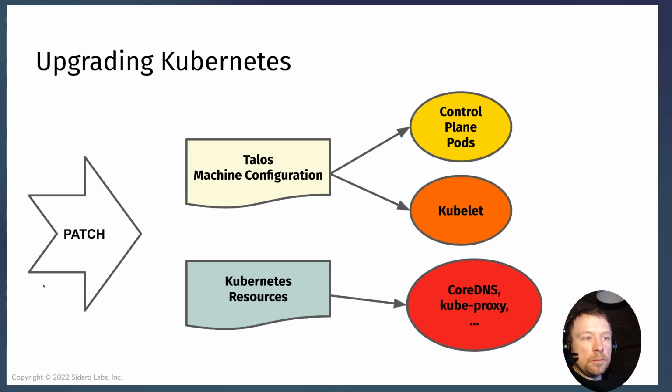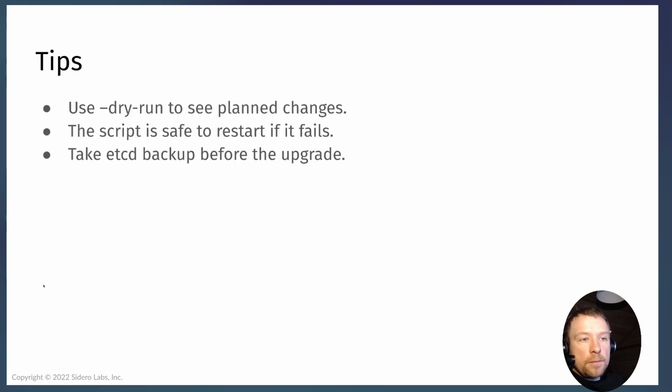Some useful tips for running this tool. First of all, you can use dry run to see the planned changes before running the upgrade and see if these changes make sense. This script is safe to restart if it fails. If there is any failure, like the API became unavailable, you can always restart the script and it will continue from the point when it was stopped.